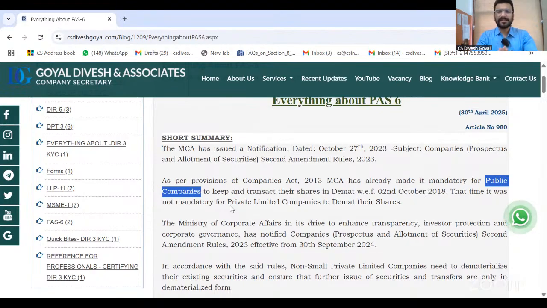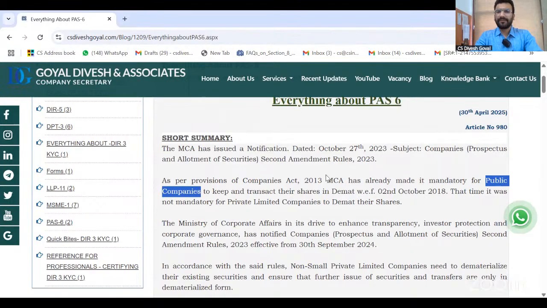At the time it became applicable to public limited companies, it was a big chaos because people were not ready to dematerialise their shares in public companies also. Because of this, many public companies got converted into private companies, generally family-owned public companies. So after 2018, it seemed that this provision would not be applicable on private limited companies.